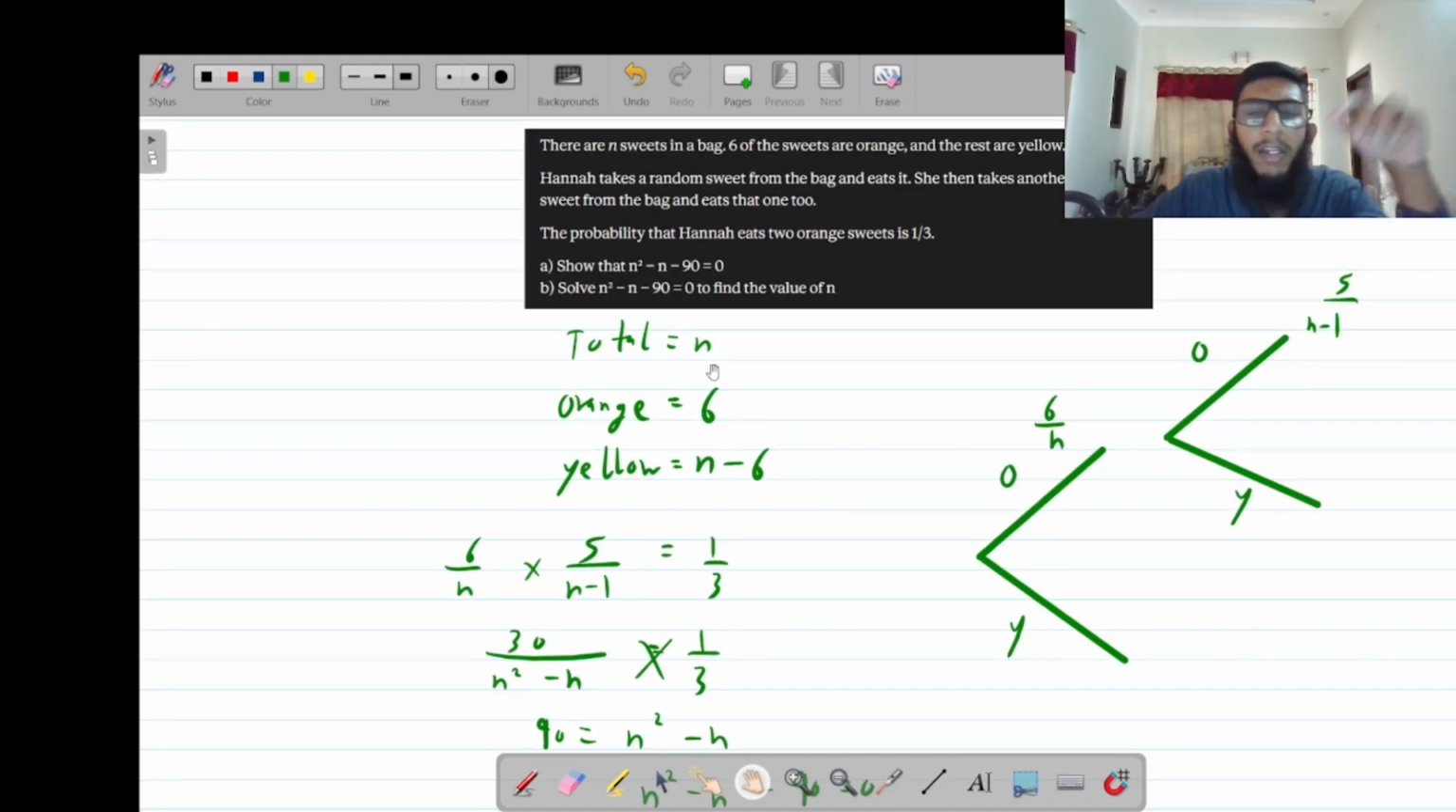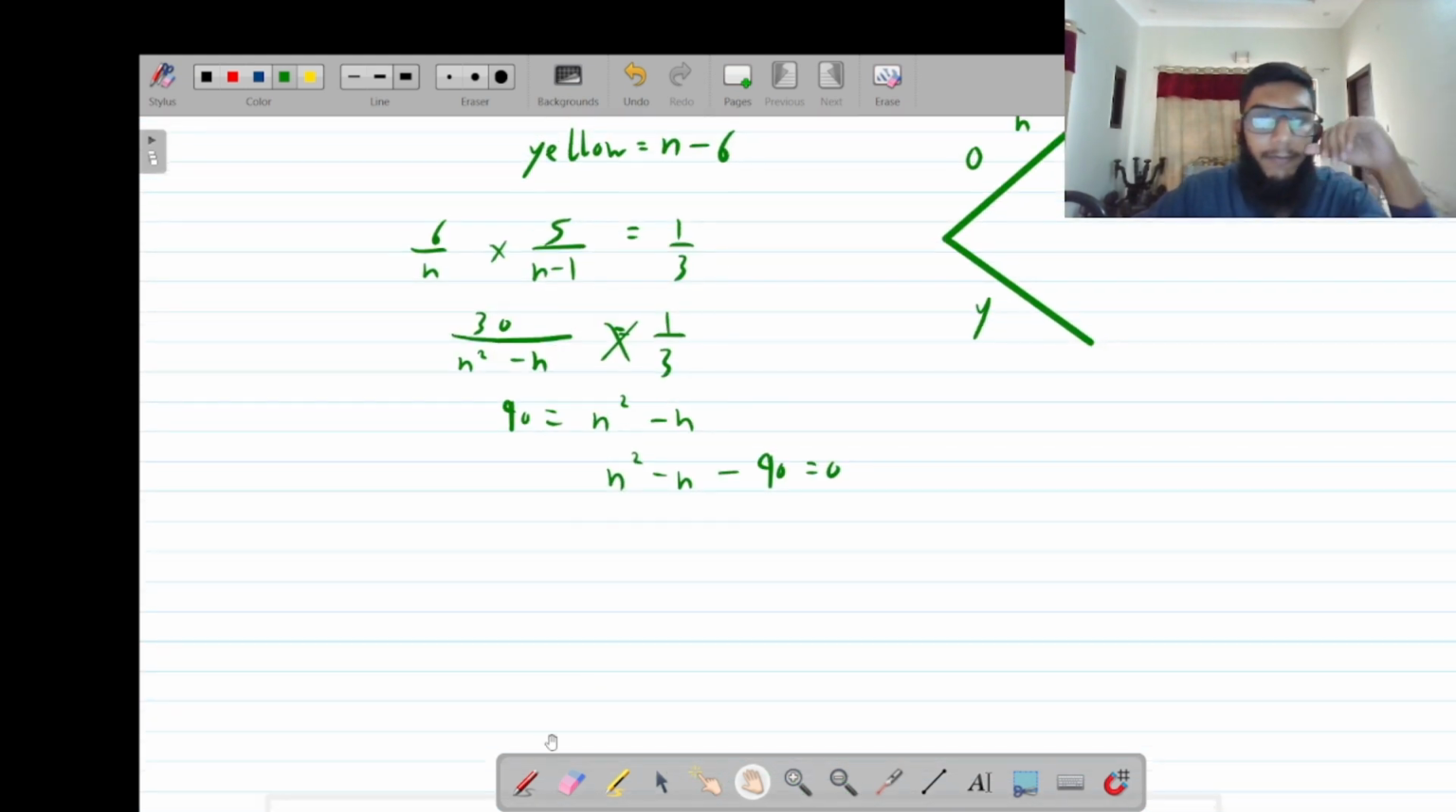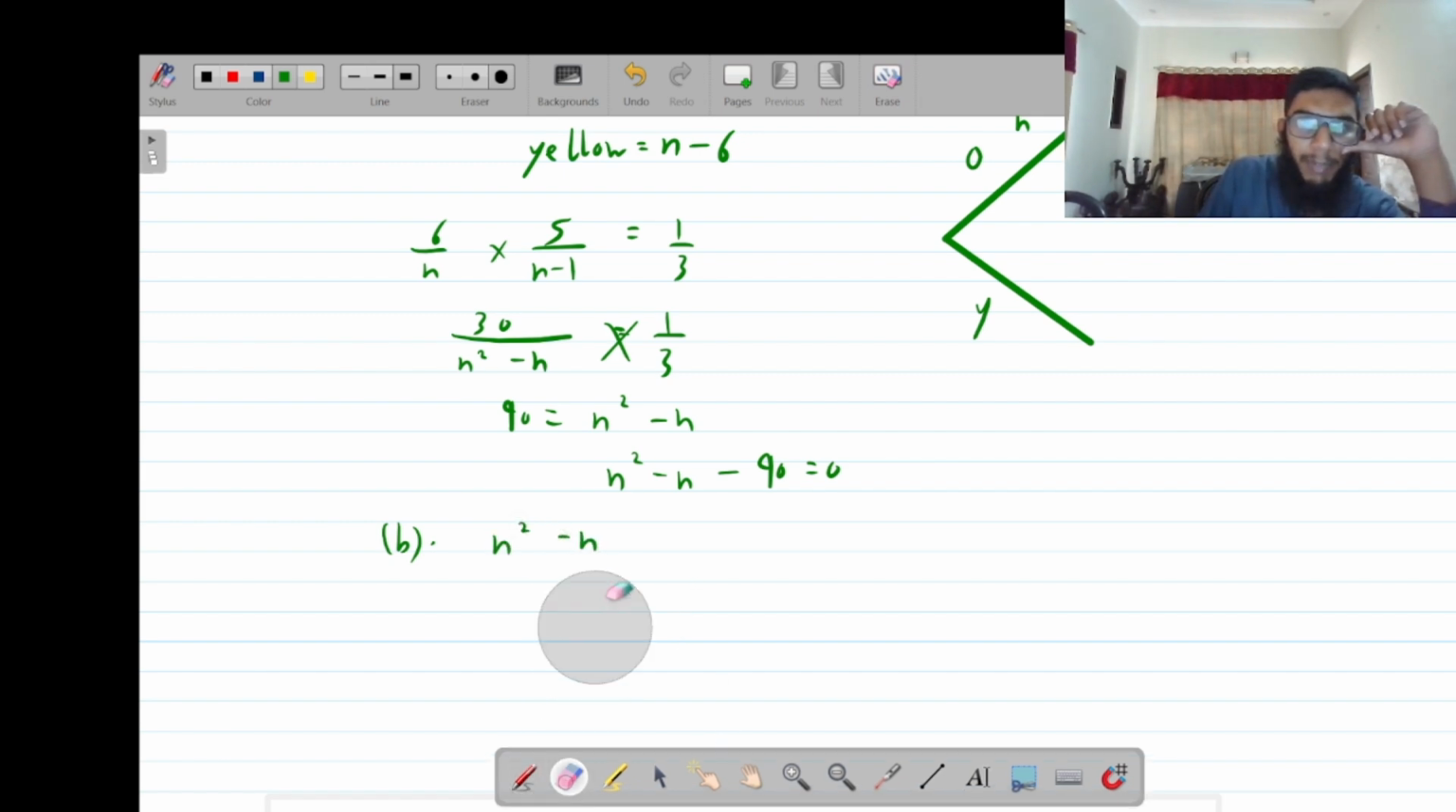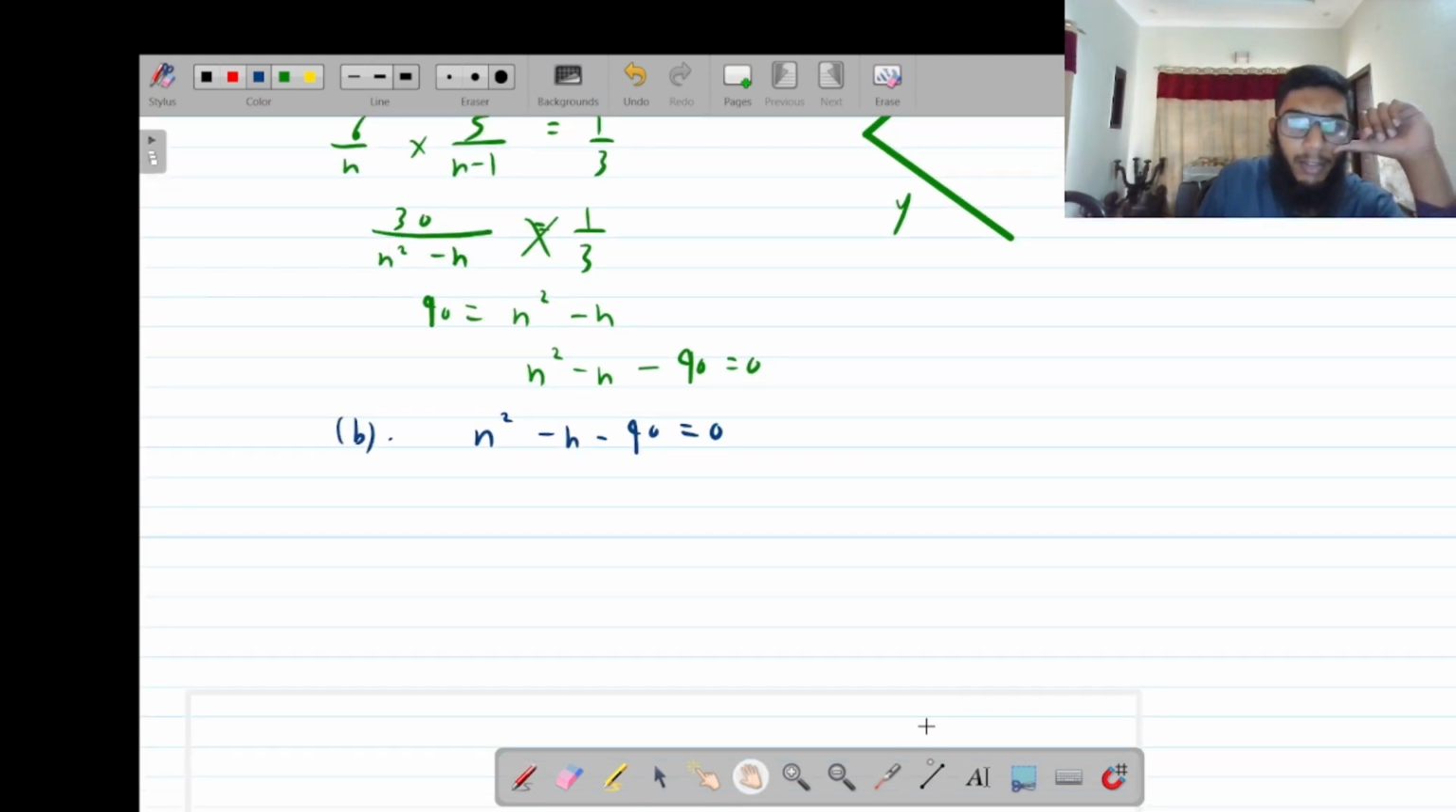Now, secondly, they said solve n squared minus n minus 90 equals 0 to find the value of n. Okay? Let's do that. Firstly, you have to see that you're going to use middle term breaking for this question. Let me actually change the pen, so it's going to be a bit easier to read. So you have n squared minus n minus 90. We're going to use middle term breaking, where we just normally multiply the first and the last number. So now n squared times minus 90, that will give us minus 90 n squared.